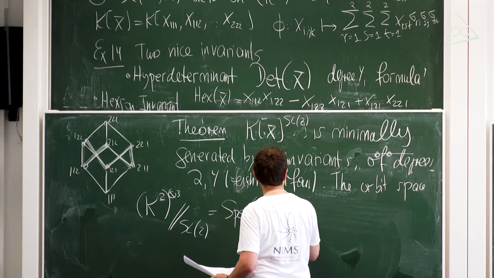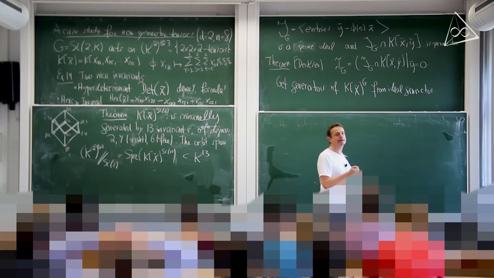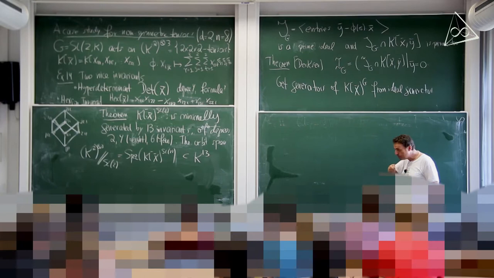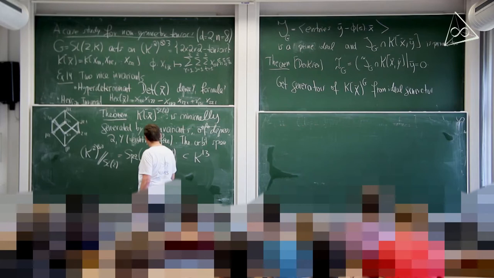This is a sub-variety. This variety is embedded explicitly in a 13-dimensional space because I have a list of 13 invariants. My 13 invariants map this 5-dimensional orbit variety into K13. So this orbit space has the correct dimension. It is five-dimensional.